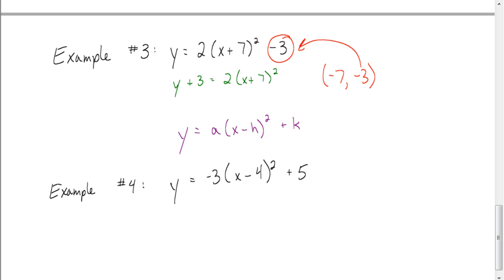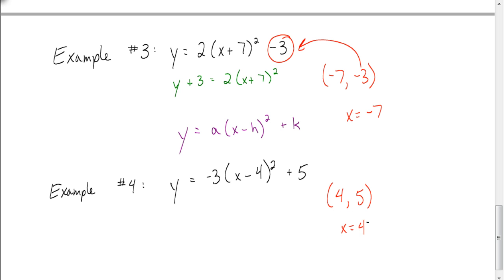Okay, if you work this one out, and if you use that trick that we just talked about, you can see that the x value of your vertex would be a positive 4, because we still take the opposite of what happens to the x. But since I have that plus 5 on the end, that's my y value for my vertex, so my y value would be 5. And we didn't talk about the line of symmetry going back to the previous one, but if we had to find it there, it'd be x equals -7. The line of symmetry for this one would be x equals 4.